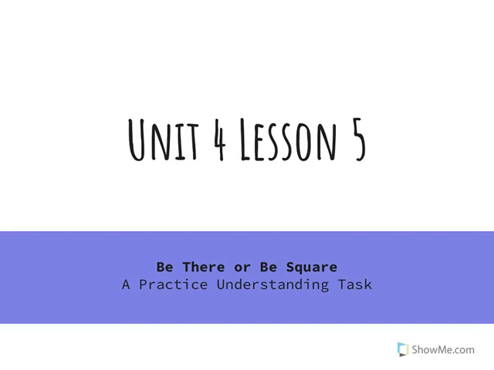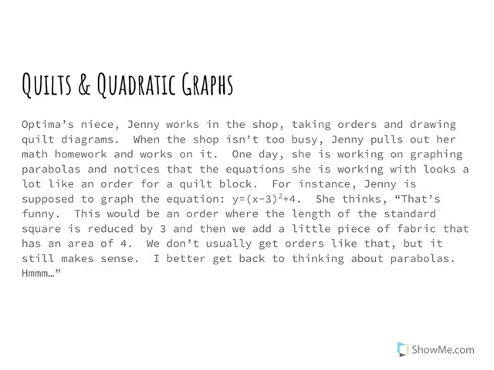In Unit 4, Lesson 5, we are looking at a practice understanding task called Be There or Be Square. In this task, we have Optima's niece, Jenny, who works at a shop taking orders and drawing quilt diagrams. When the shop isn't too busy, Jenny pulls out her math homework and works on it. One day, she is working on graphing parabolas and notices that the equations she is working on look a lot like an order for the quilt block.